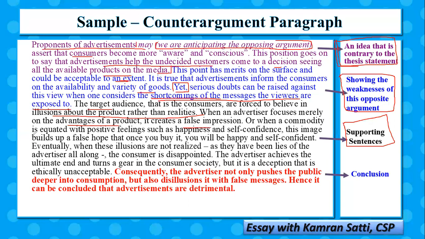Or when a commodity is equated with positive feelings such as happiness and self confidence, this image builds up a false hope that once you buy it, you will be happy and self confident. Eventually, when these illusions are not realized, as they have been lies of the advertiser all along, the consumer is disappointed. The advertiser achieves the ultimate end and turns a gear in the consumer market. But it is a deception that is ethically unacceptable. Consequently, the advertiser not only pushes the public deeper into consumption, but also disillusions it with false messages.